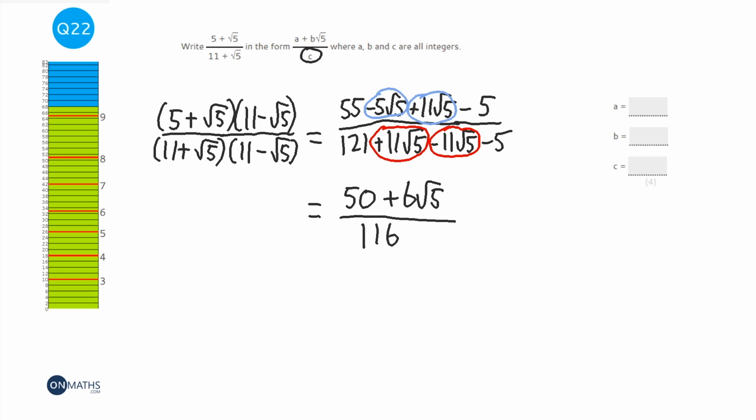Okay, can I do anything else with this? Well, I don't think there's something that's in 56 and 116 apart from 2, so we can cancel all of that. We can halve all of those, so that becomes 25, that becomes 3, and that becomes 58. Now, the 3 doesn't go into 25, so we can't cancel it any further. So it's going to be 25 for A. B is the coefficient of the root, so it's going to be 3, and the bottom number is 58.